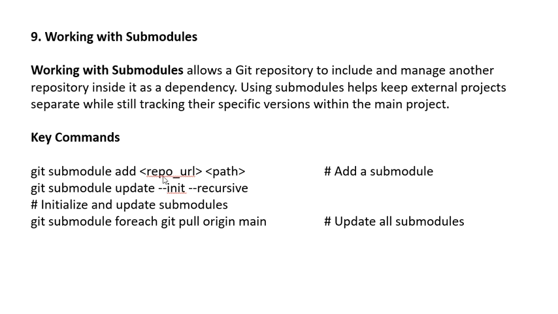The key commands are: git submodule add repo_url path, where repo_url is the repository's URL and path is the location, to add a submodule; git submodule update --init --recursive, to initialize and update the submodules; and git submodule foreach git pull origin main, to update all the submodules.